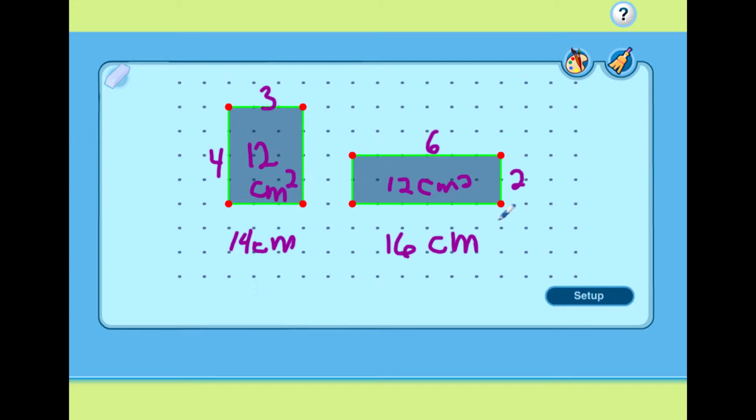Now, do they have the same area? Do their adjacent sides come together? Notice that 3 times 4 equaled the area, 12 centimeters, and 6 times 2 equaled 12 centimeters. That would mean there's 12 little cubes inside each of those boxes. But when we went around the outside, notice that it took a lot longer to go around this one than it did around this one.